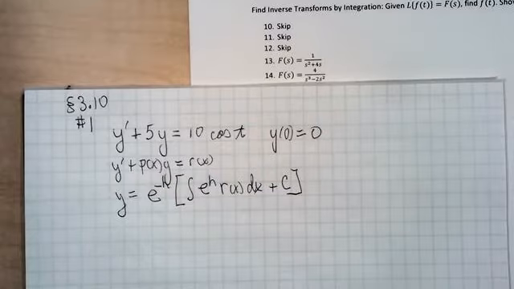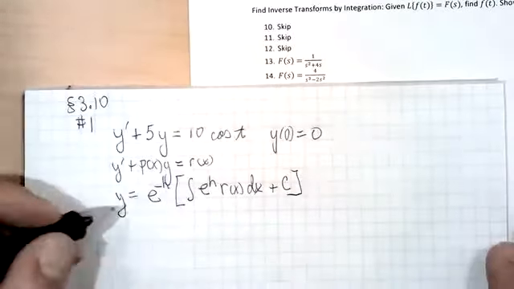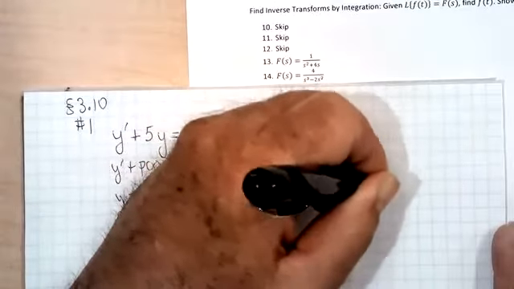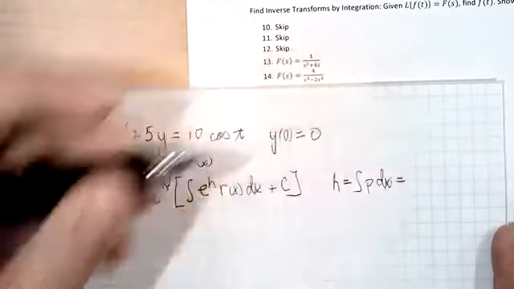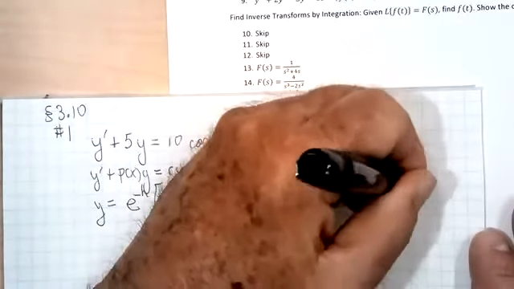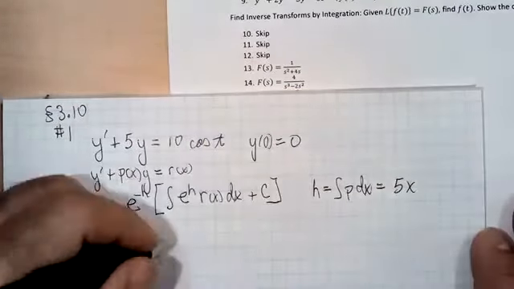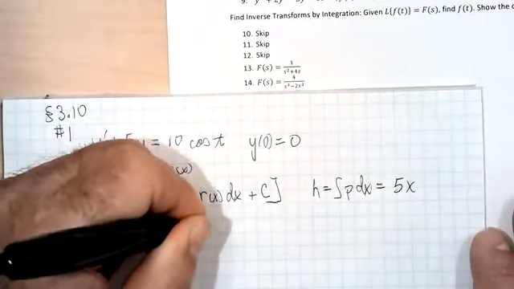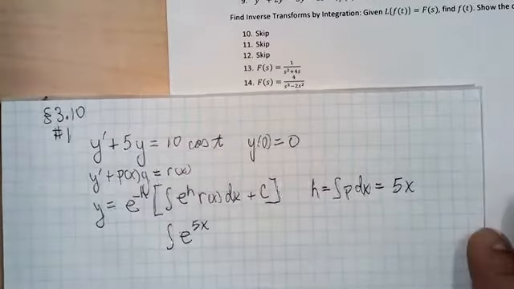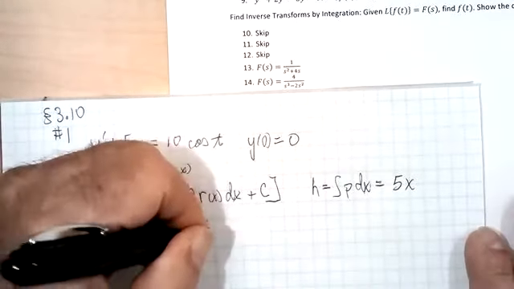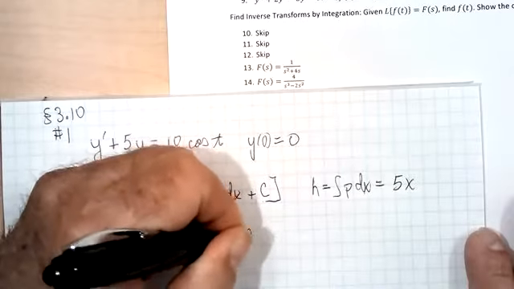The one thing to notice is if you do this, h is an integral of p. And in this case, the coefficient on y is just 5. So that's 5x. And this thing in here is not especially friendly. It's not horribly difficult, but it isn't really nice. The right-hand side is 10 cosine x dx.